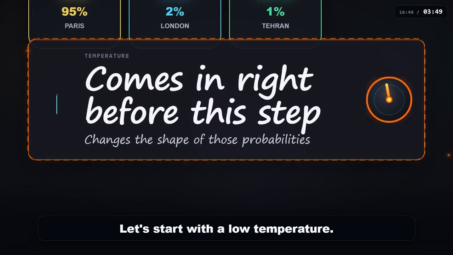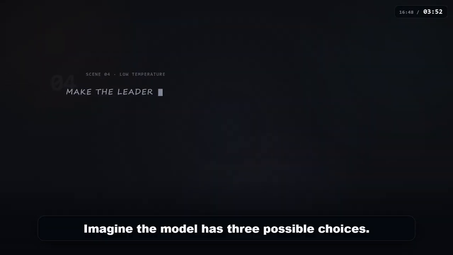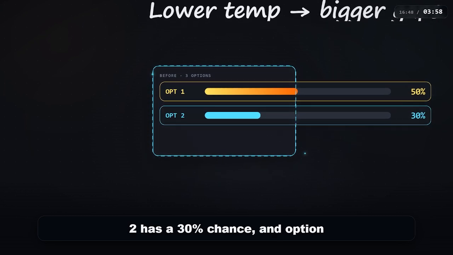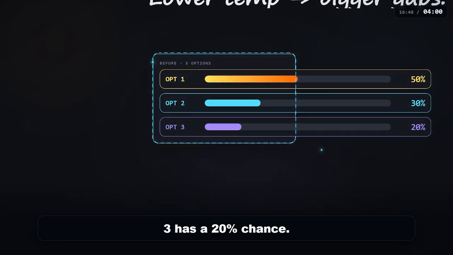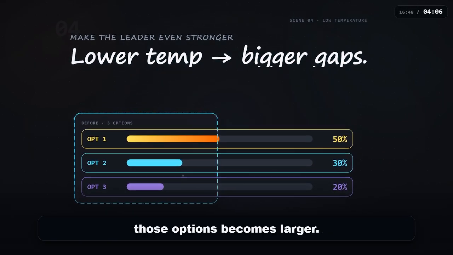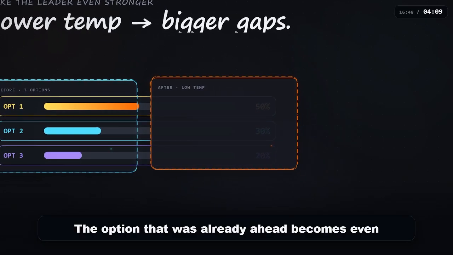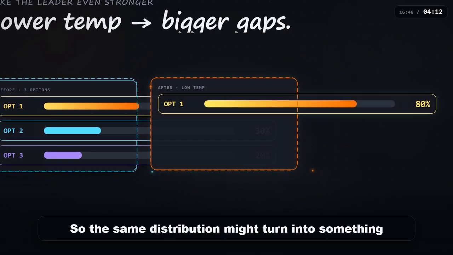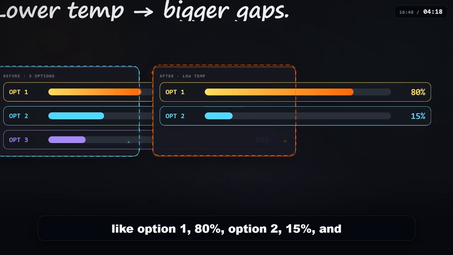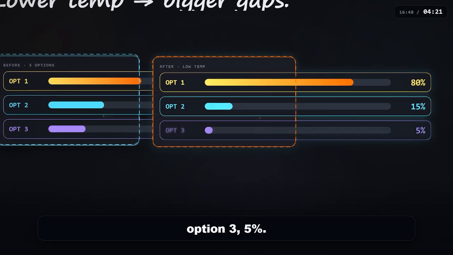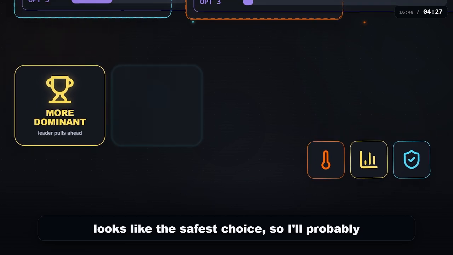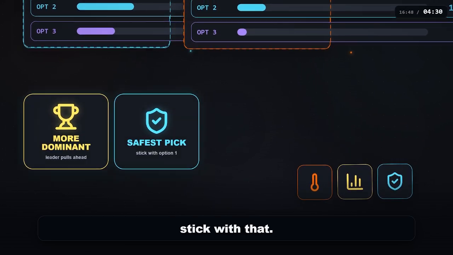Let's start with a low temperature. Imagine the model has 3 possible choices. Option 1 has a 50% chance, option 2 has a 30% chance, and option 3 has a 20% chance. When we lower the temperature, the difference between those options becomes larger. The option that was already ahead becomes even more dominant. So the same distribution might turn into something like option 1, 80%, option 2, 15%, and option 3, 5%. The model is basically saying, option 1 already looks like the safest choice, so I'll probably stick with that.